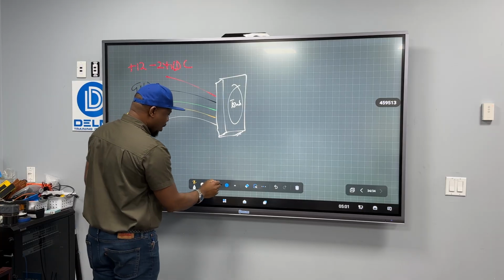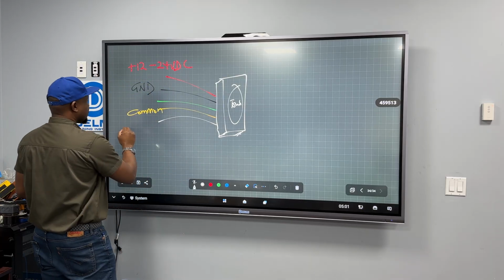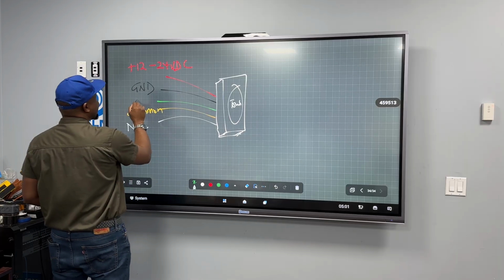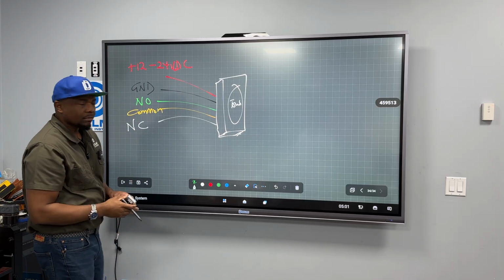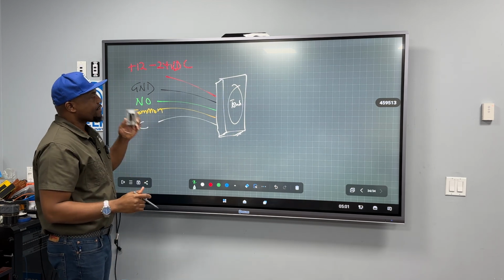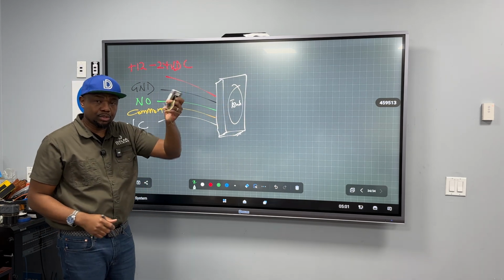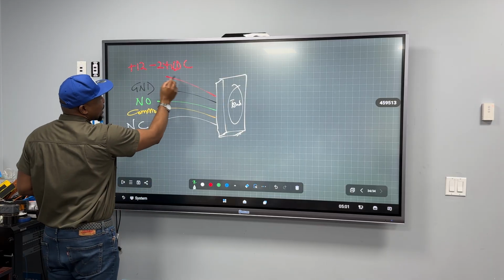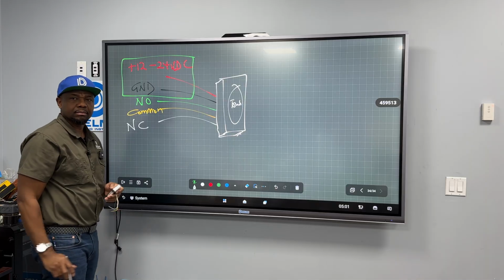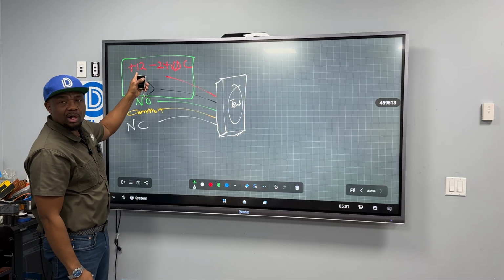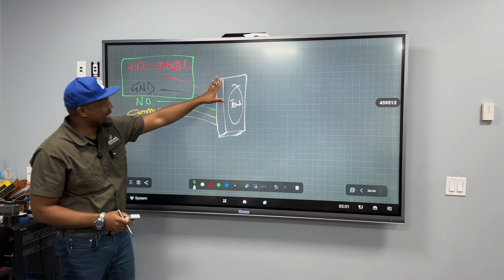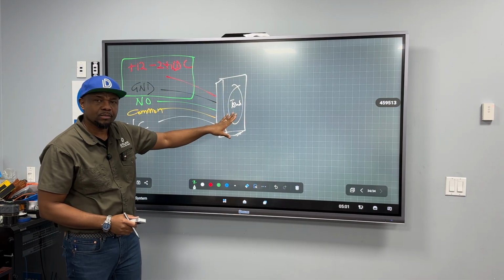The white is the normally closed. And definitely the green is the normally open. So now that I know these are the feature sets, for this touch button to start working, I need to provide voltage across these 2 terminals, anything from 12 volts all the way to 24 volts. Once I connect the power to it, then this becomes active.